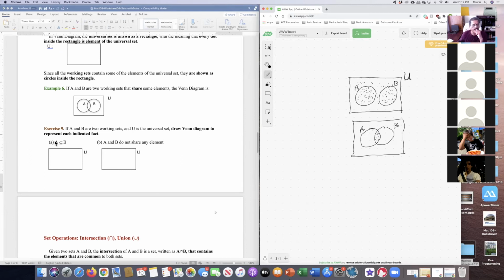A is actually a subset of B. How would you draw your picture to show that on the Venn diagram? Just tell me in words. How would you draw that? A is a subset of B. What does that mean? Everything in A must be in B, right?